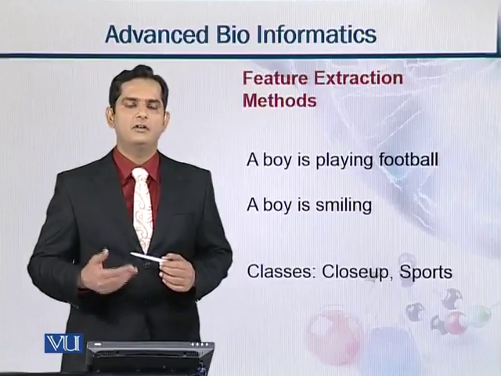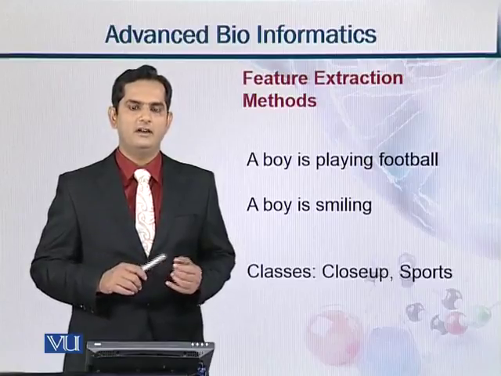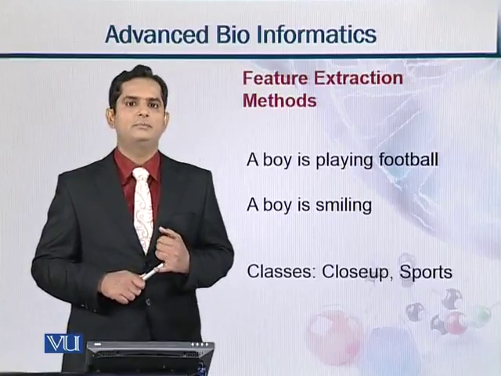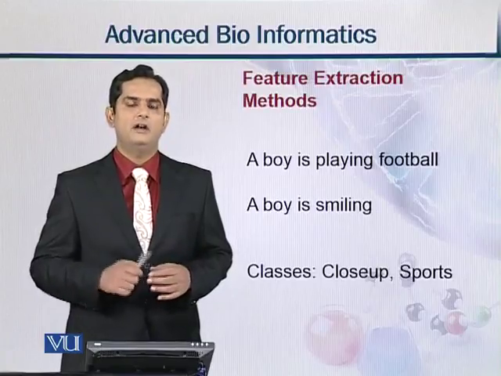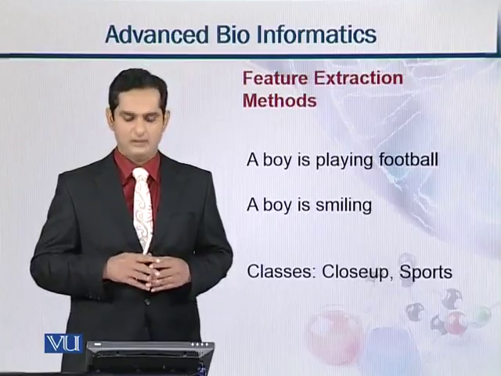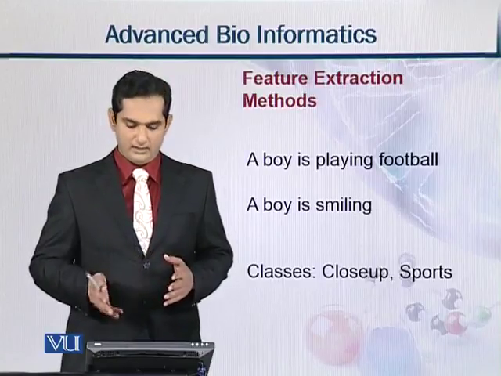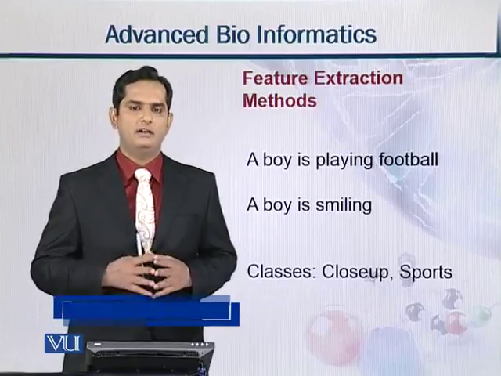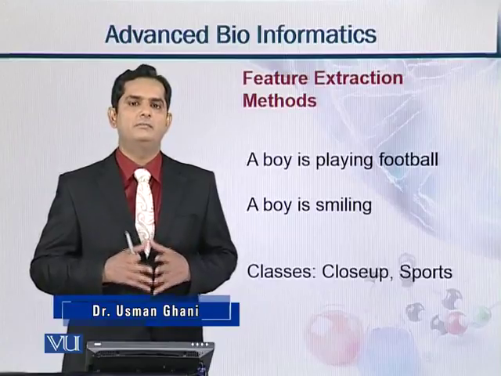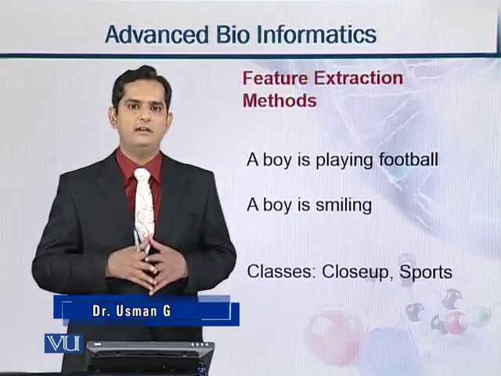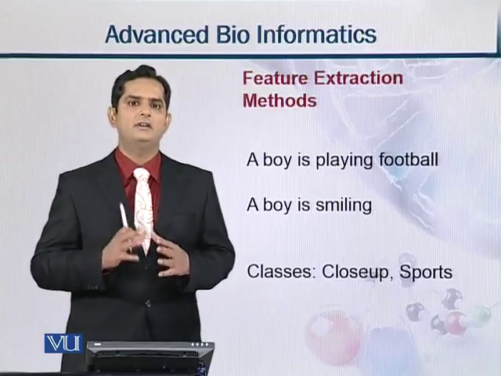apply some class or label to these two sentences, and I say that we have only two classes, one class is sports and the other one is close-up. If I want to apply these two classes to our two sentences, we can say that "a boy is playing football" should be the sports class, and "a boy is smiling" should be the close-up class. So how do we achieve this, and what are the different parameters or options available in the natural language processing domain for this automatic classification?